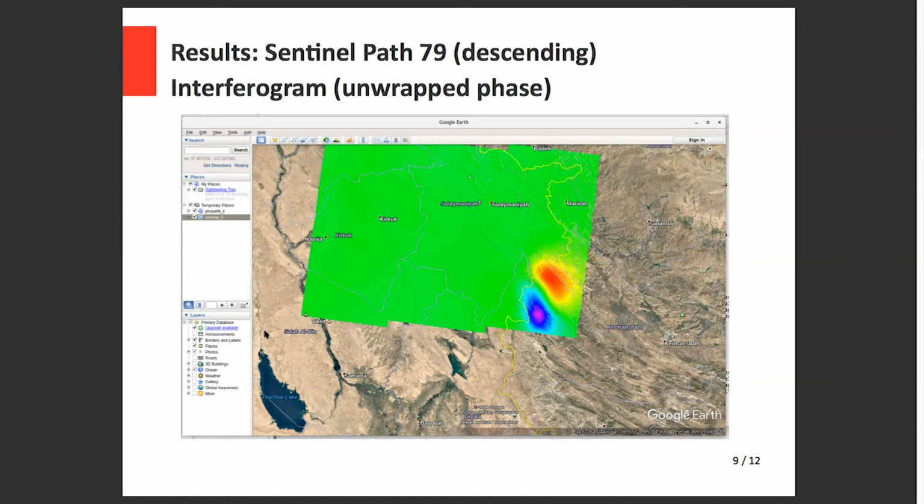It doesn't look like it ruptured the surface. Yeah, so something that was kind of weird was that the USGS location is 19 kilometers, which is pretty deep, but yeah, probably not.